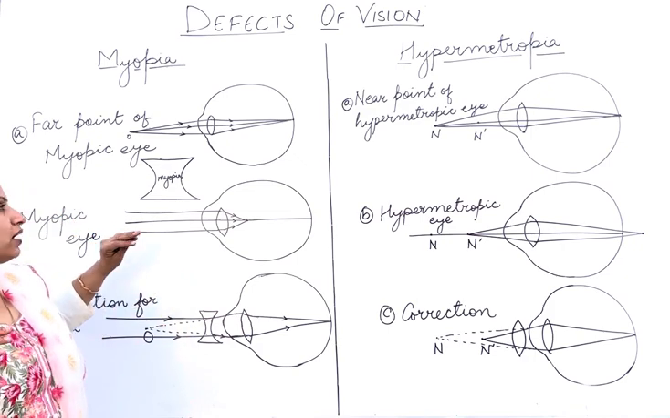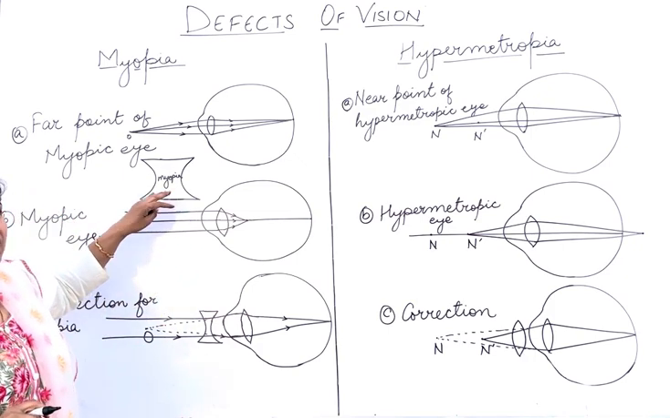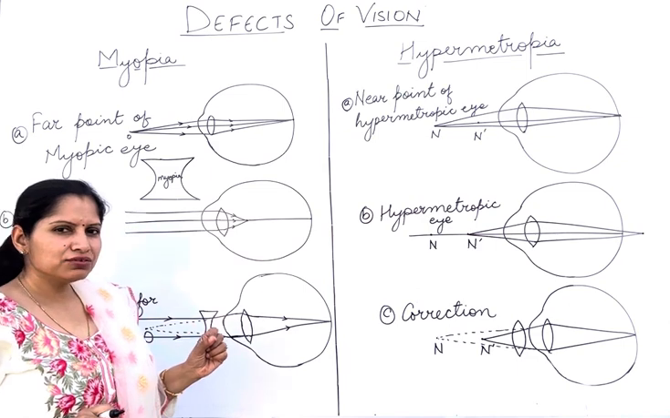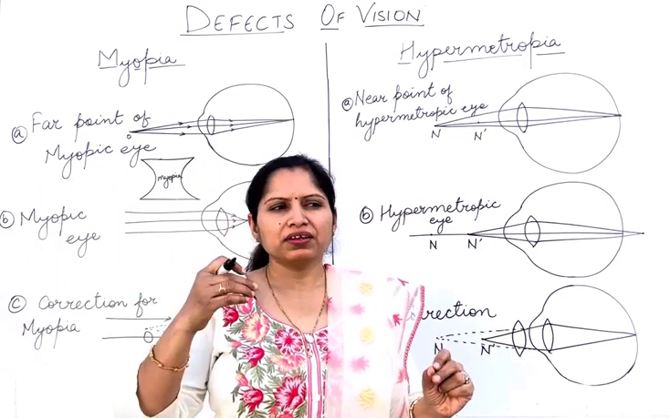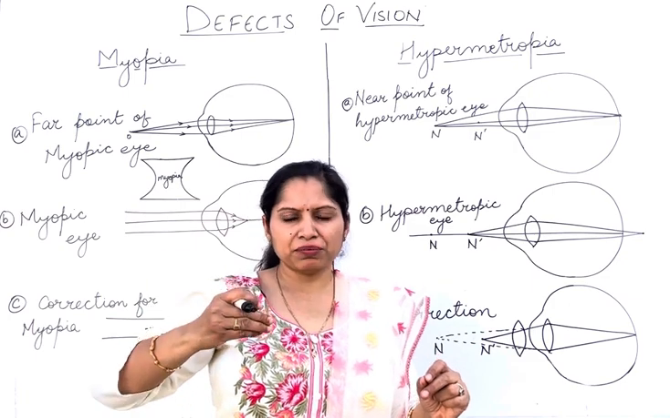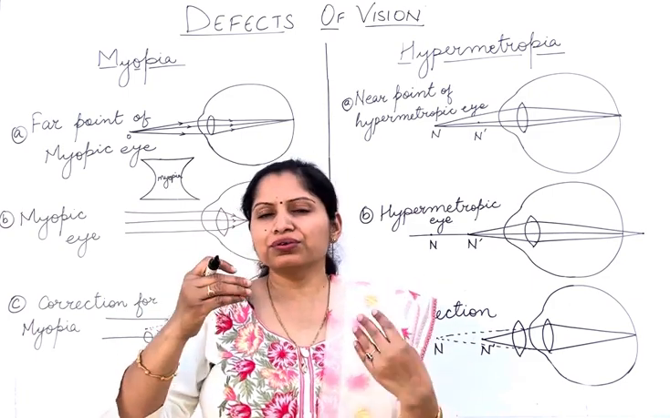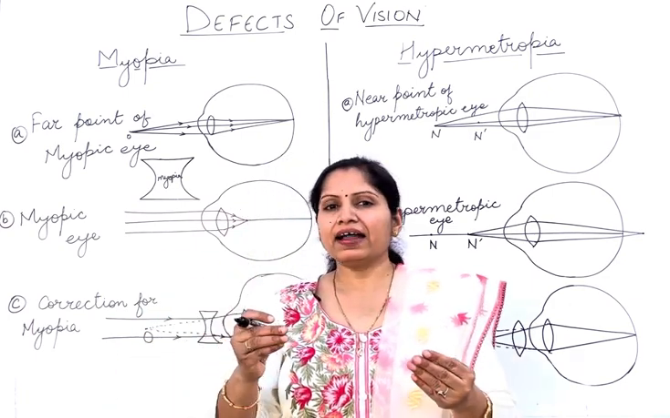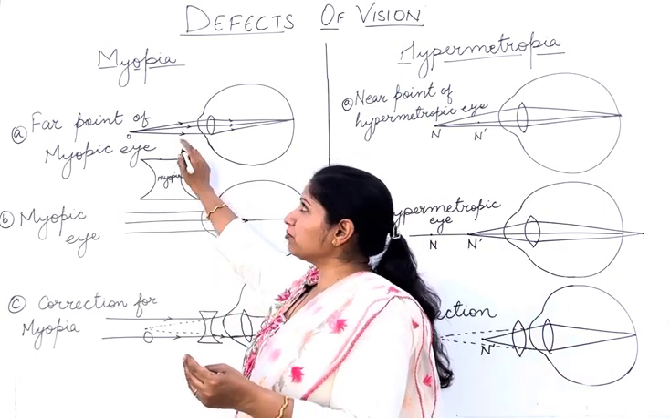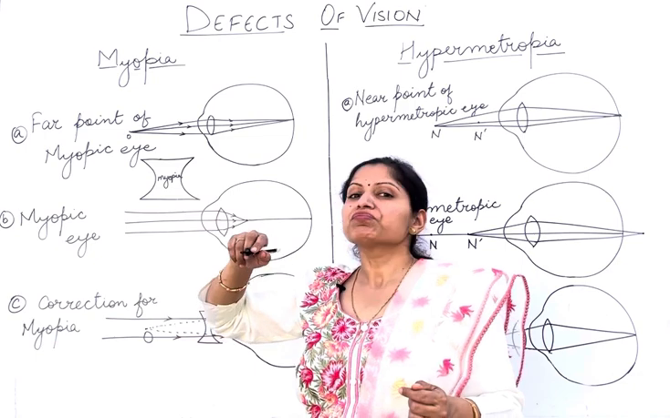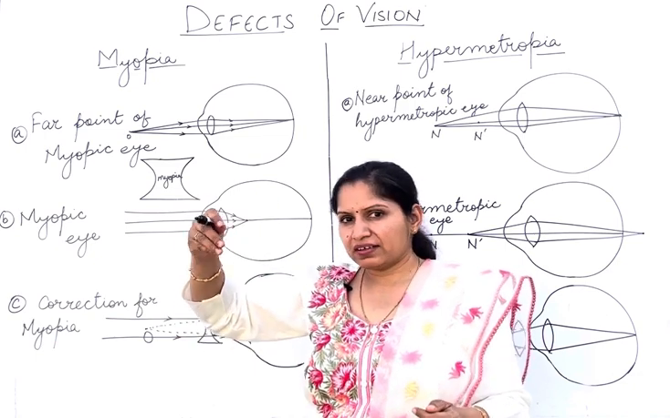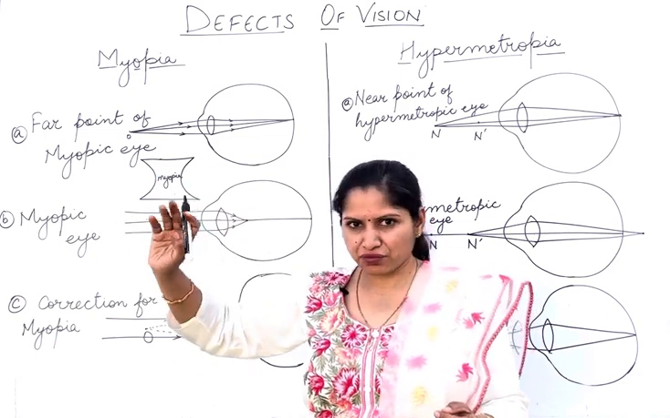Apart from that, how to remember that it's nearsightedness? Myopia, small word, chota word. Near also means paas. Near, paas, myopia, chota word. So you can relate with that and remember that myopia means nearsightedness, that the person can see a nearby object and is not able to see a far off object.